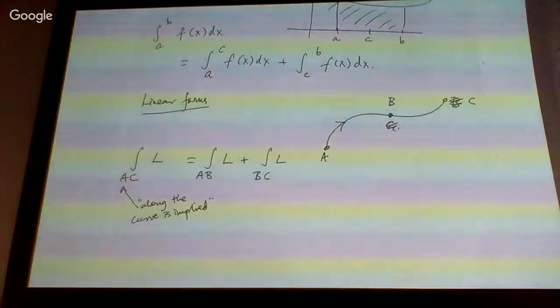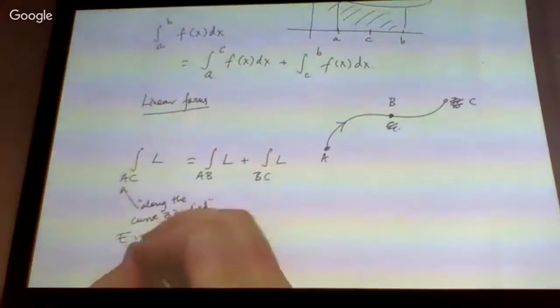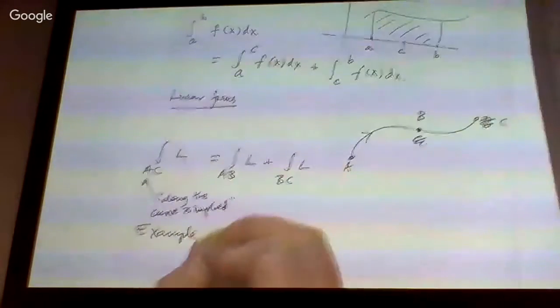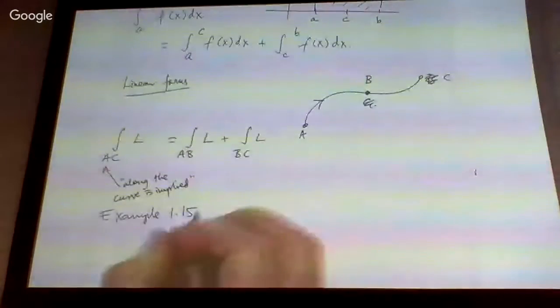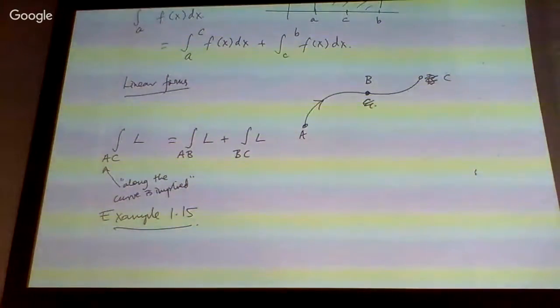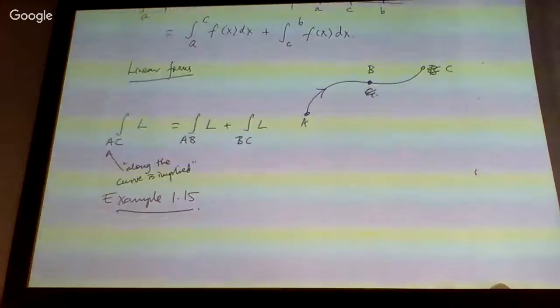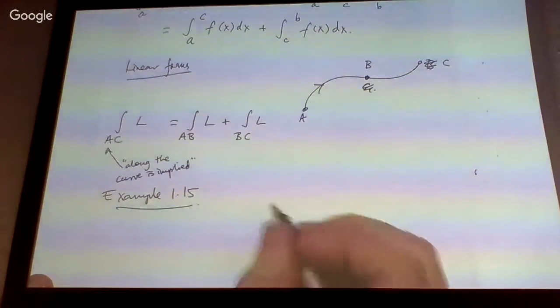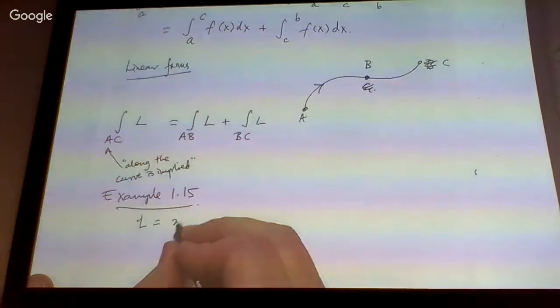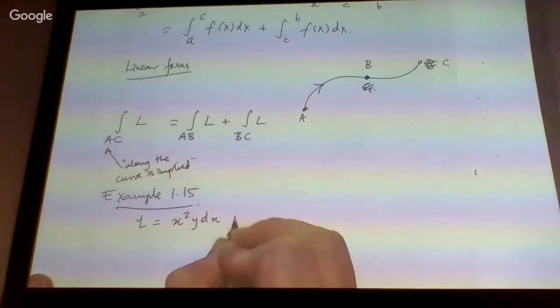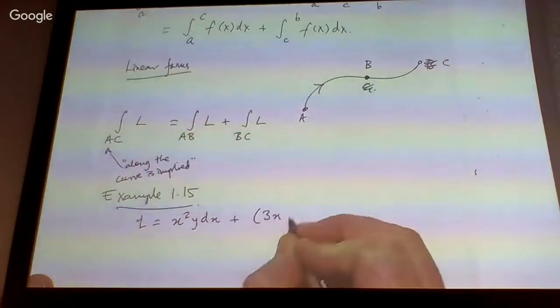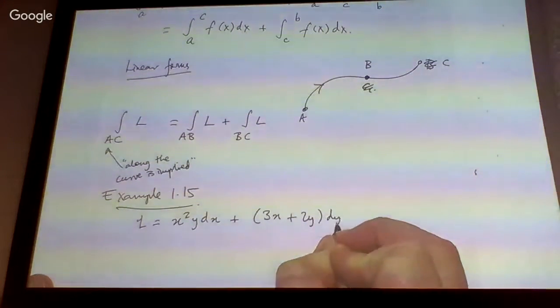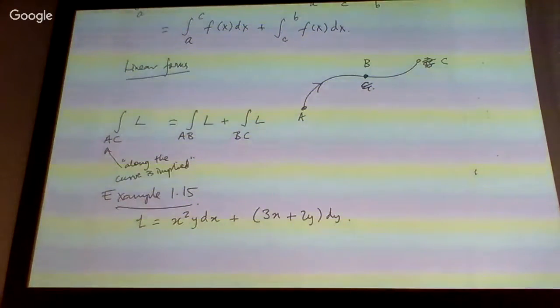Okay, so let's look at an example of utilizing some of these properties. Example 1.15. So what are we asked to do here? Here we're asked to integrate L, which is this form x squared y dx plus 3x plus 2y. In fact, it's the same form that appeared in our original example.